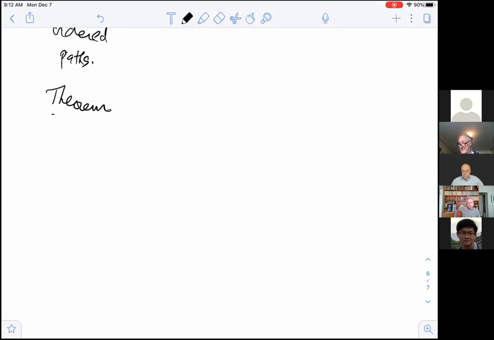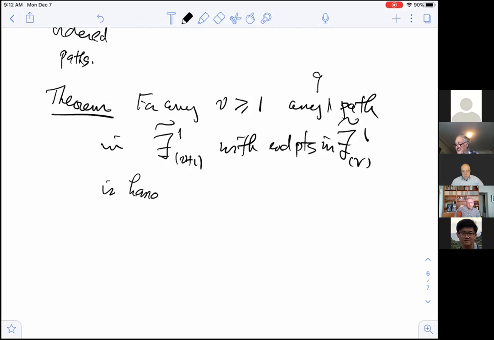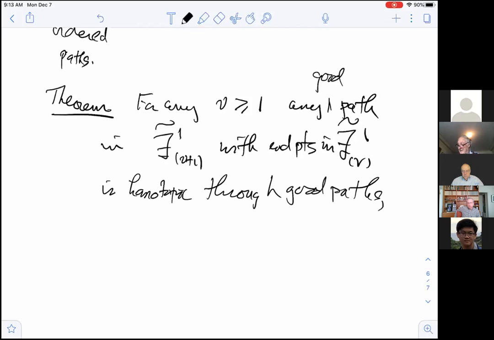Theorem: for any nu greater than or equal to 1, any path in F tilde 1 of nu plus 1 with endpoints in F tilde nu 1 is homotopic. Any good path is homotopic through good paths, relative to the endpoints, to a path in F tilde 1 nu.